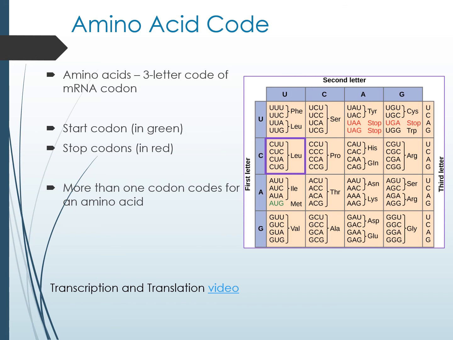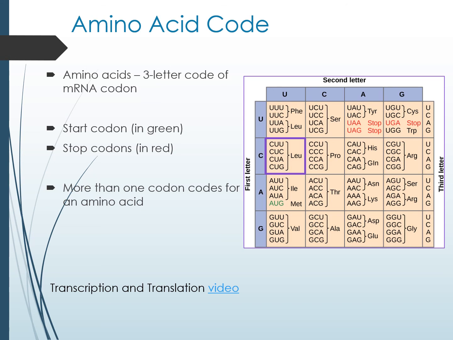Notice there is only one green codon, which is AUG, the start codon, and it codes for MET, or methionine. Notice the 3 stop codons as indicated in red. They do not code for an amino acid but are necessary to release the string of amino acids from the ribosome. Many amino acids can be coded by different but similar codons.